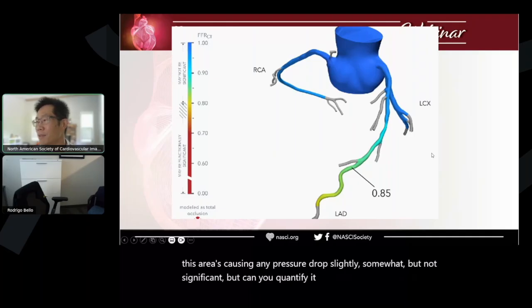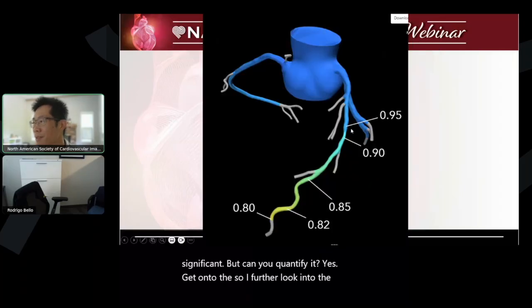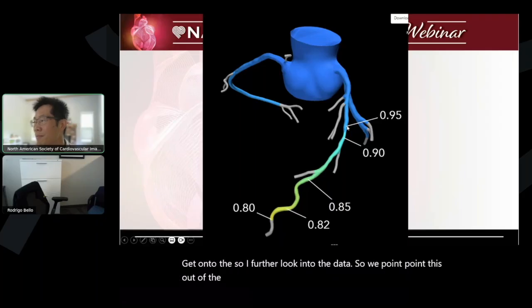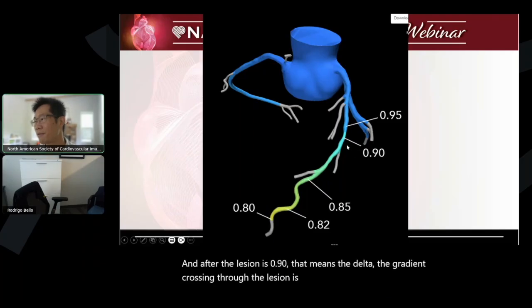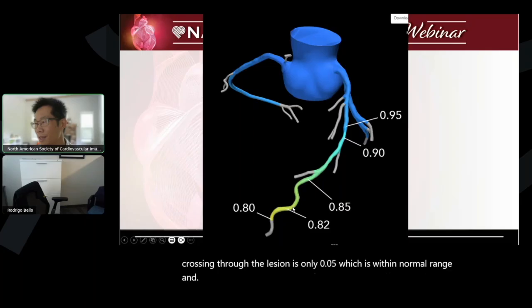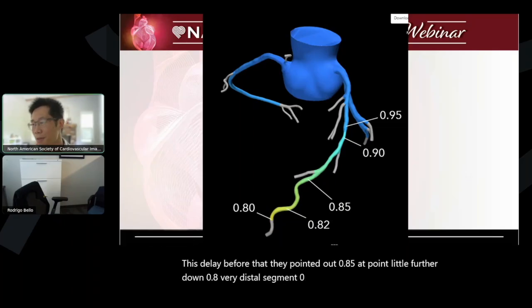Yes. I further looked into the data. We pointed to some areas 1 to 2 centimeters before the stenosis. The FFR we see here is 0.95, and after the lesion it is 0.90. That means the delta, the gradient across the lesion, is only 0.05, which is within normal range. Distally, they pointed out 0.85 and a little bit further down, 0.8. Very distal segment, 0.8. Within normal range, but I know some say this is already a gray zone.